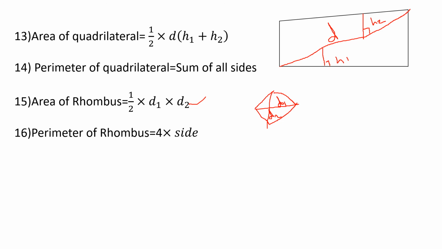Now, the perimeter of a rhombus. Rhombus means all four sides are equal in measurement. So, 4 into side. The same formula we use for which shape, children? Square. Perimeter of a square is 4 into side. The same formula for the perimeter of a rhombus, 4 into side. Is it clear, children? So, these are the formulas in chapter 11.